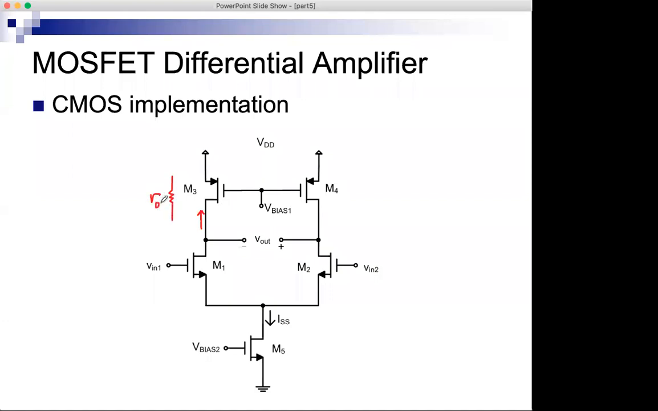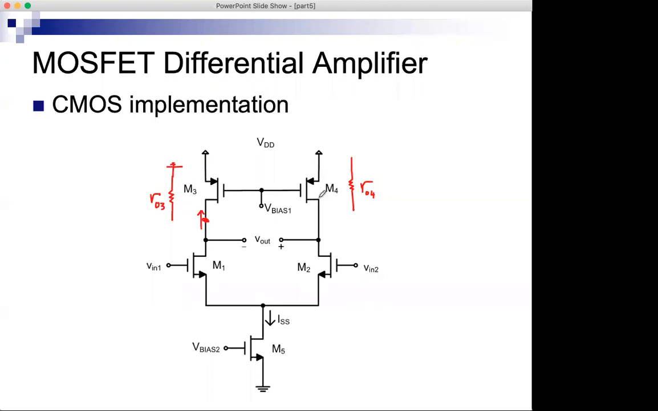And therefore, between this node here and this ground, there's a small RO3. And that's great because now I can consider this small RO3 to be my RD from last time. Same for M4. And I will have here a small RO4 from the drain of M2 to ground. So RO4 here, and it's also connected just like RO3.